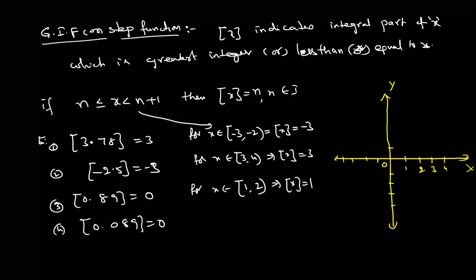Now see, I'm drawing the picture. 0, 1, 2, 3, 4 like that is coming. Minus 1, minus 2, minus 3, like that is coming. You can draw like that. See carefully. I'm drawing the picture. Suppose x is between 0 and 1, then the result is 0, including 0 except 1. 1 to 2 means including 1 except 2. The diagram is coming like that exactly.